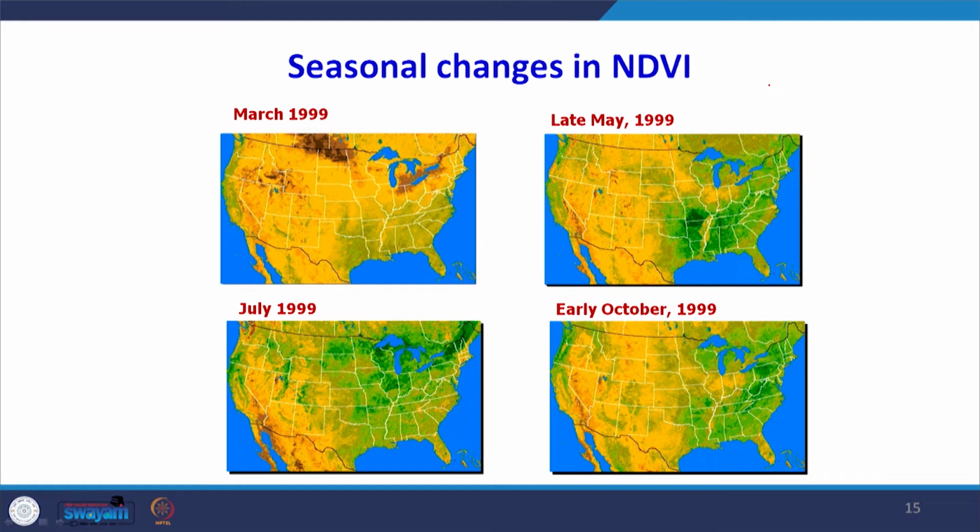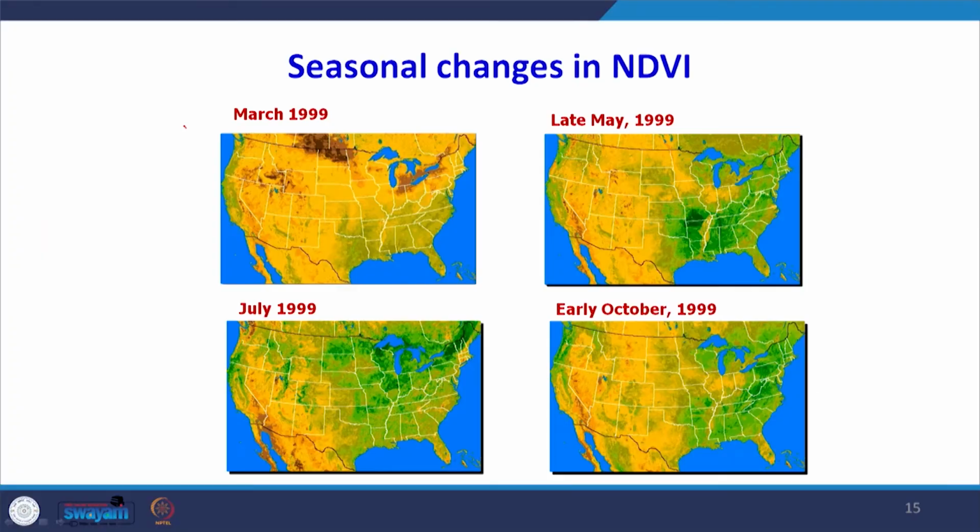A lot of studies are available where we can find out the seasonal changes in the NDVI values, and the seasonal changes could be correlated with the temperature, for example. So these are the four images: one is March 1999, then late May 99, July 99 and October 99 image.